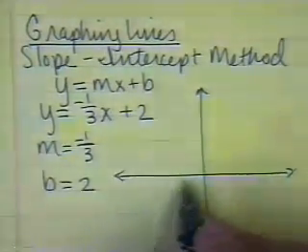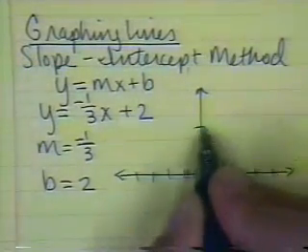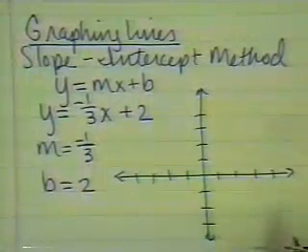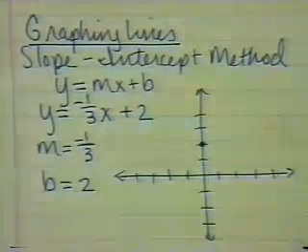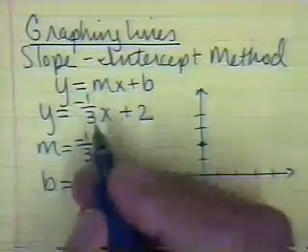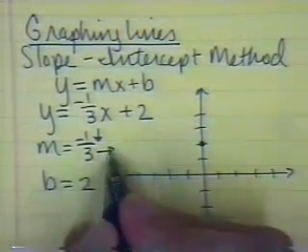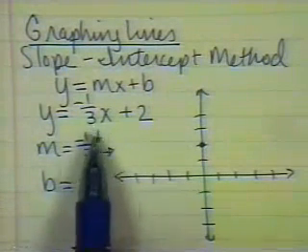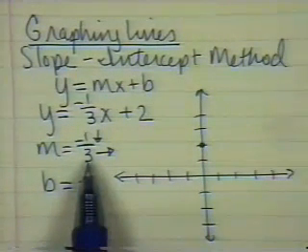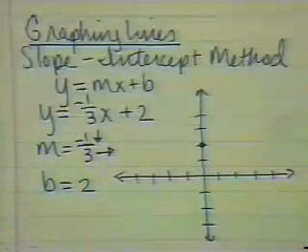Let's see here. I'm going to use 4 units in every direction. That should take care of everything. We're going to start where the y-intercept is 2. And from that point, according to my slope, we're going to go down 1 unit and over 3. Remember, the top number describes how you're going to move up or down depending on the sign. The bottom number does exactly the same thing. It tells me how to move left or right depending on the sign.